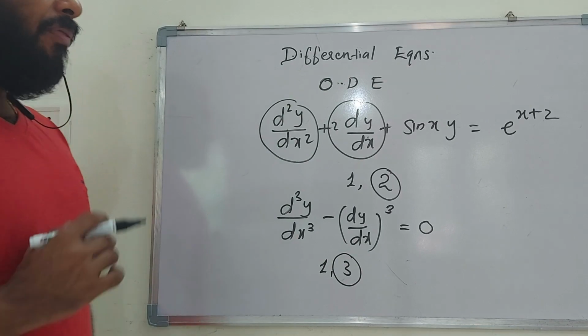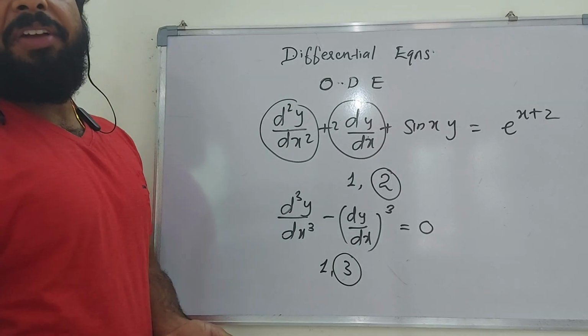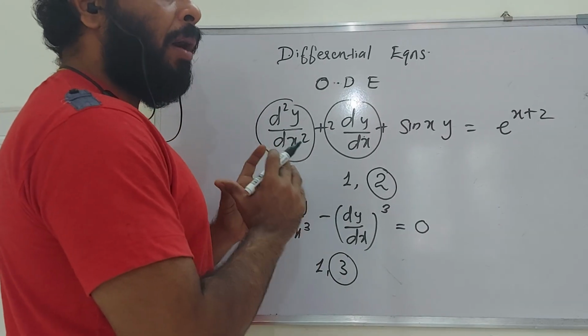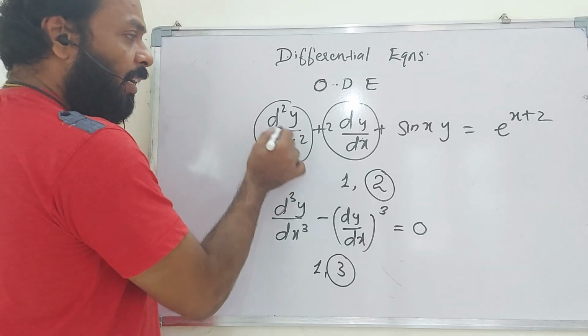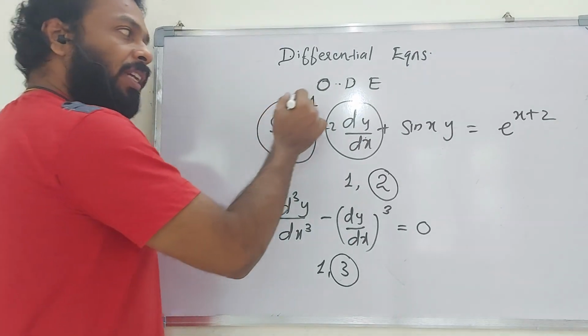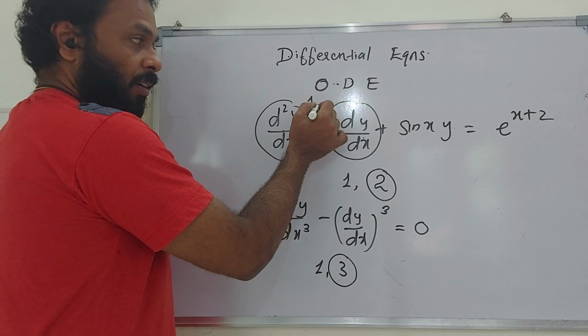The degree of the differential equation is defined as the degree of the highest order derivative occurring in the equation. We only need to consider the term of the highest order derivative. What is its degree? That is d square y by dx square, and this is raised to 1. So it is a second order differential equation of degree 1.